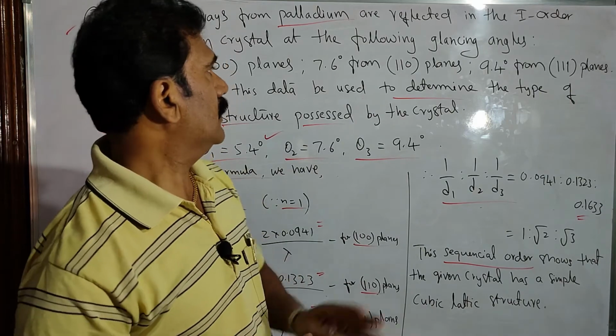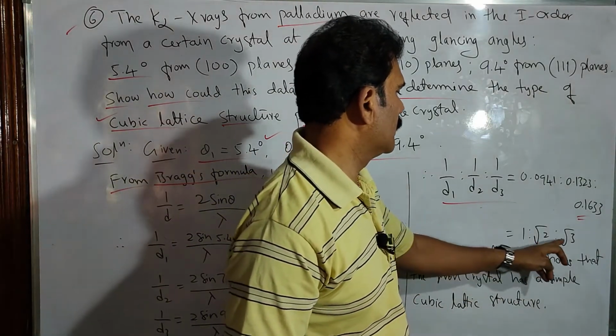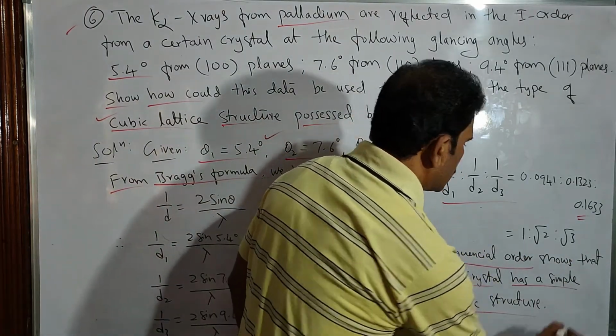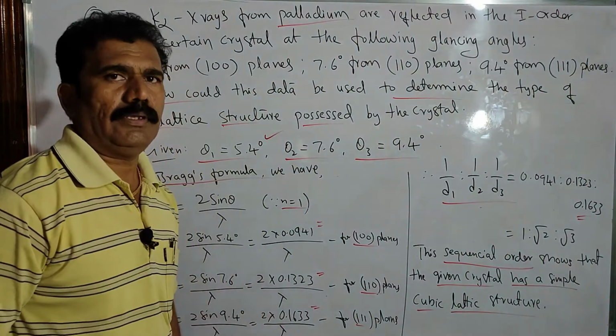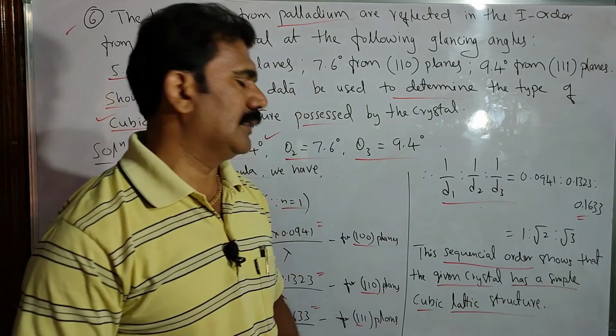So that is why, for this unknown crystal, the sequential order we obtained here shows that the given crystal has a simple cubic lattice structure only. So we can identify the given crystal must be a simple cubic lattice structure.